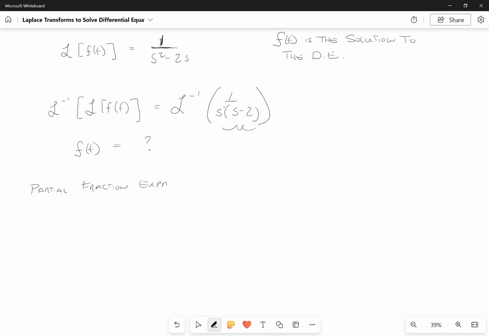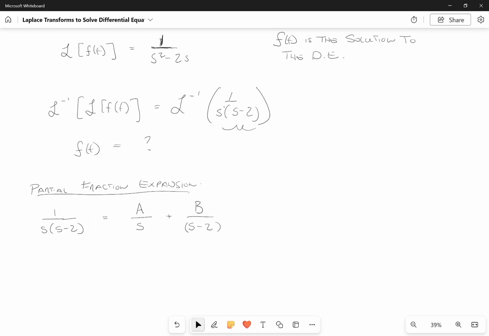All right, let's just review that first. So if we do that, we have 1 over s times s minus 2. Okay, that equals, now the two denominators, I'm going to have s, right? And I'm going to have s minus 2. Okay, now the denominators are first order polynomials, so the numerators are going to be 0th order polynomials, so constants.